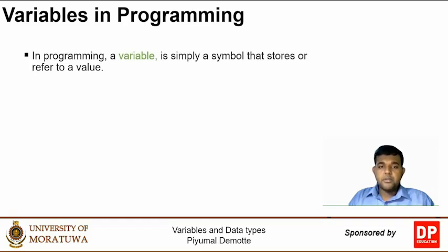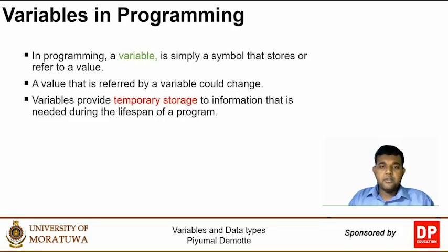The value could be any type supported by the programming language, and the value assigned to the variable could change over time. Using the name of the variable, we can later refer to the value stored in the variable. Thus, we can consider a variable as a temporary storage for the information that is necessary for a program during the lifespan of that program.